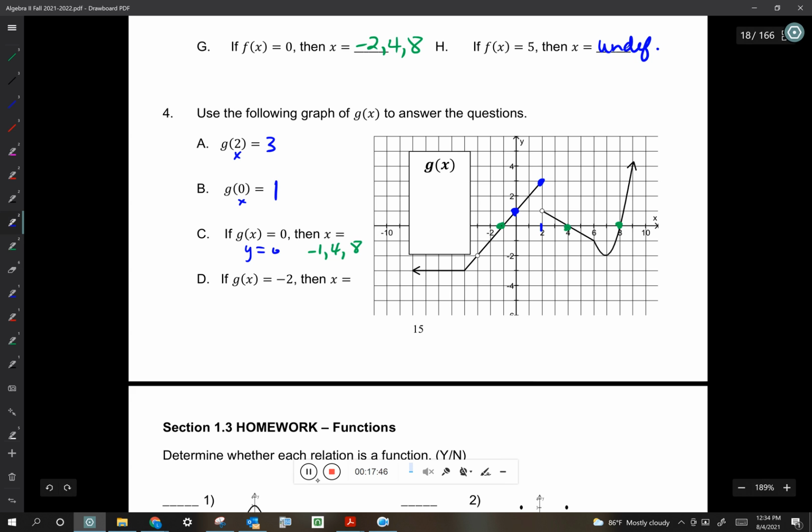And then letter D, when does y equal -2? Well, here's -2. Okay, if I go this direction, there's a hole, so that's not a real point. If I go this direction, it looks like y is -2 right there when x equals 7.